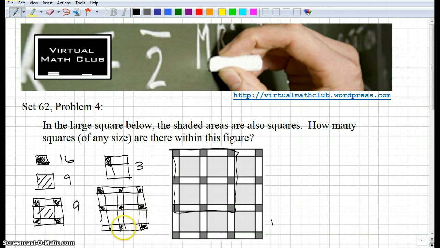So how many of these do we have? Well, we basically have 2 for each row, and we can shift it down 1. So we end up with 4 of these.